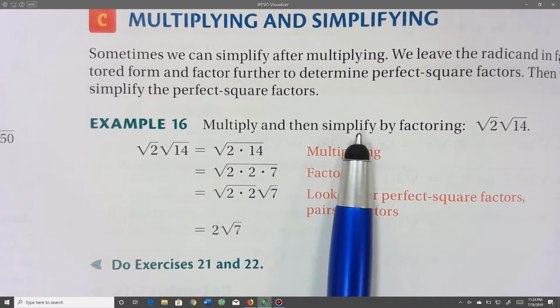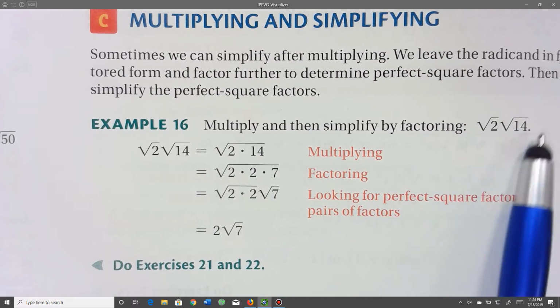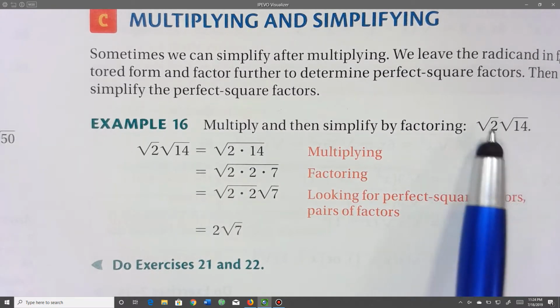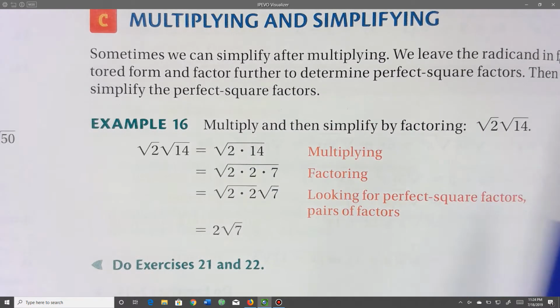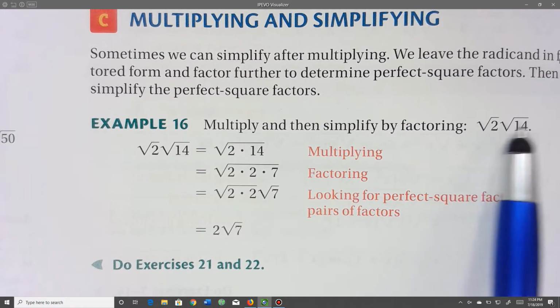Example 16, multiply and then simplify by factoring. Multiply and then simplify by factoring. Okay, so here they are introducing something we can do to expressions, except they give it to us in the form of constants here.